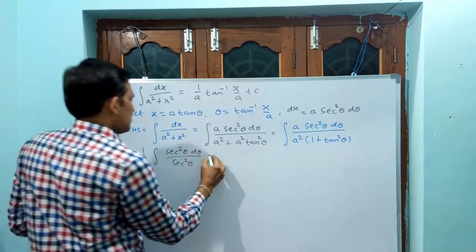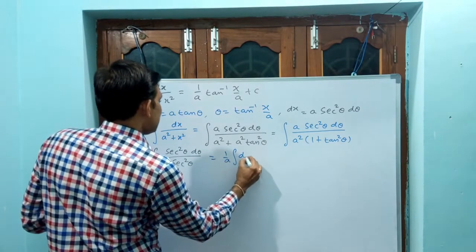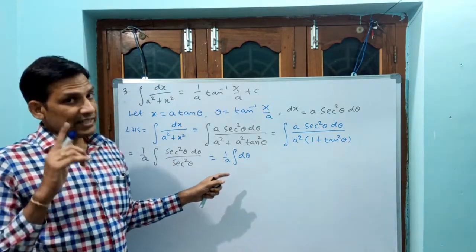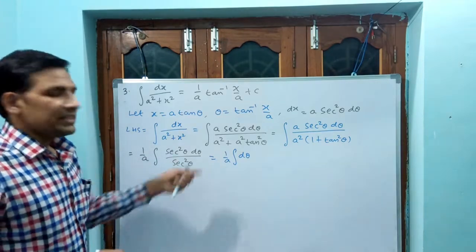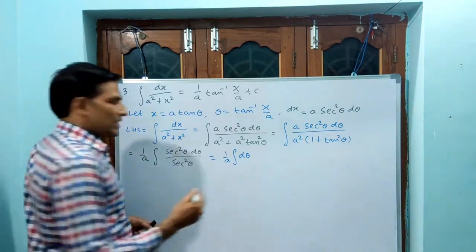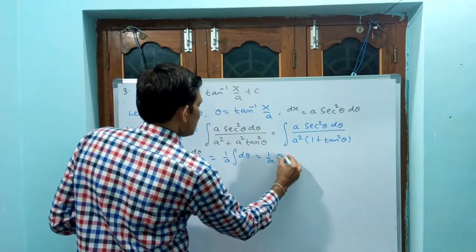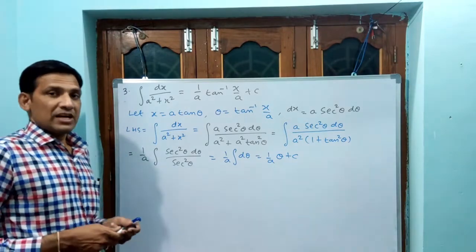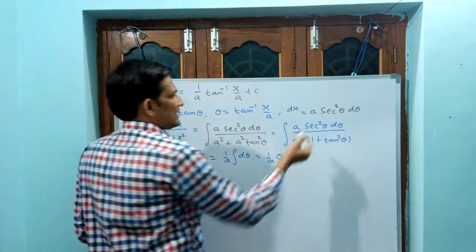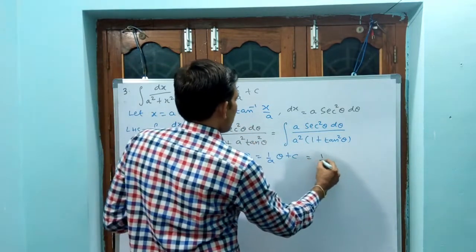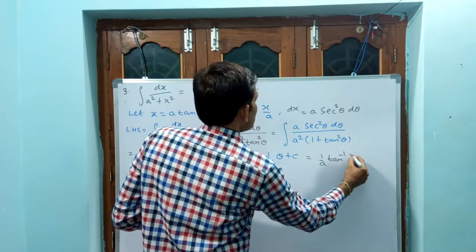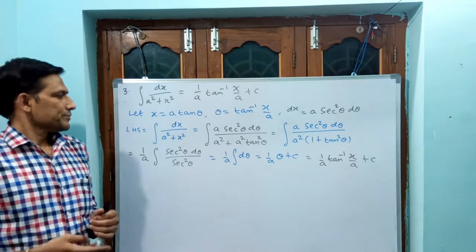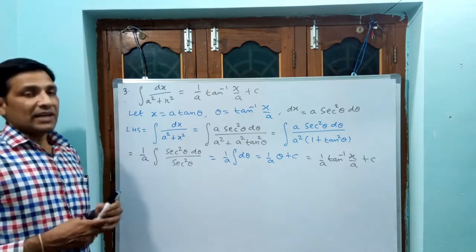Then what will come? That is equal to 1 by a integral d theta. Secant square got cancelled. See, integral dx means integral 1 dx, which is x. Integral d theta, 1 d theta, is theta. That is equal to 1 by a theta plus c. Whenever you remove the integral, then c has to come. What is theta? Theta we have here as tan inverse x by a. That means 1 by a tan inverse x by a plus c. Is it okay? This is the third result.